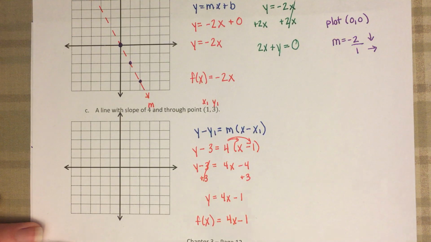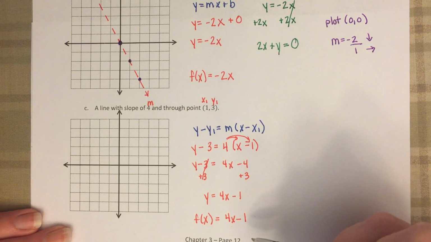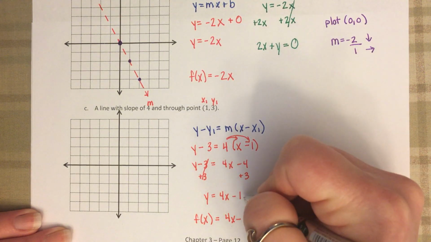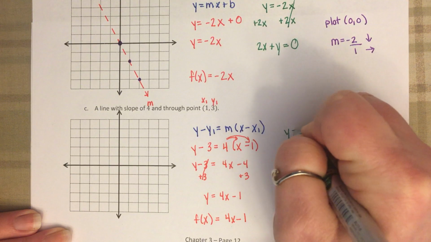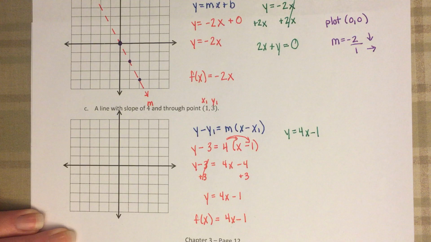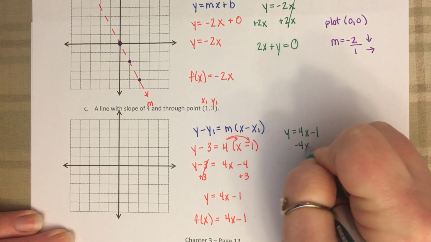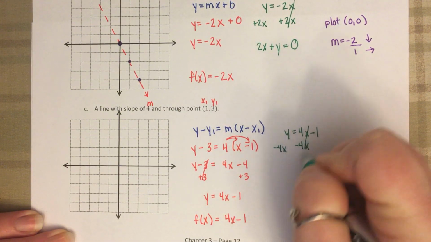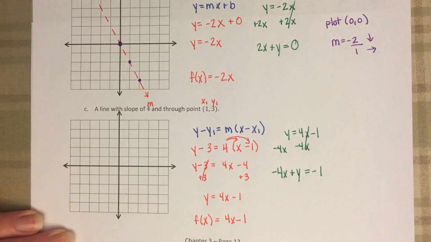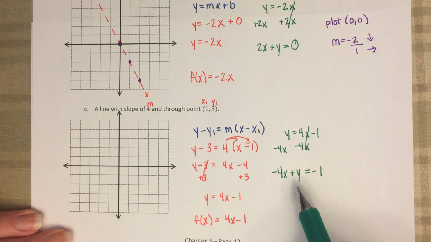Right, now the other thing we want to do, we want to write this in standard form. So f of x equals 4x minus 1. We're going to use our y equals 4x minus 1. So we're using our slope-intercept form. We want x and y on the same side, so we want to move this 4x to the other side. Negative 4x plus y equals negative 1. So function form, we take our slope-intercept form and replace it with f of x. Standard form, we take our slope-intercept form and then we rearrange it to get x and y on the same side.